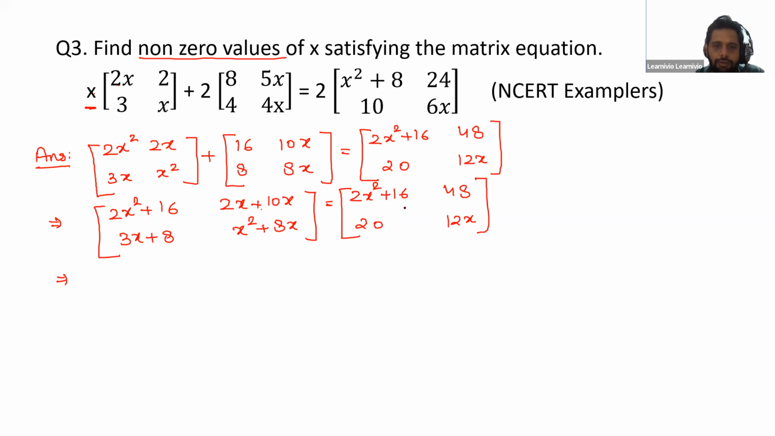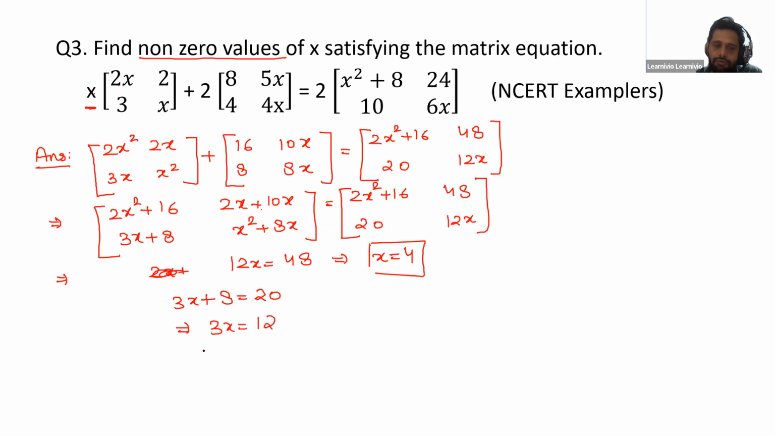Okay. Now we will check with this. 2x plus 10x. Okay, so this will give us 12x. So 12x is equal to 48. And from this, we will get x is equal to 4. Okay, so from the first one, we get a 4. Then we will check with the next one. 3x plus 8 is equal to 20. So we will get 3x is equal to 20 minus 8, which will give us 12. And from this, we will get x is equal to 4. So here also, we are getting a 4.